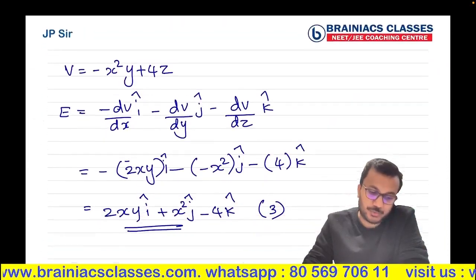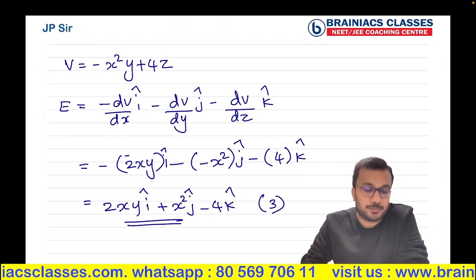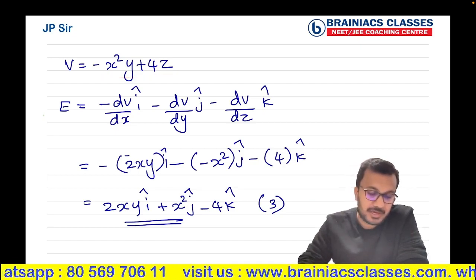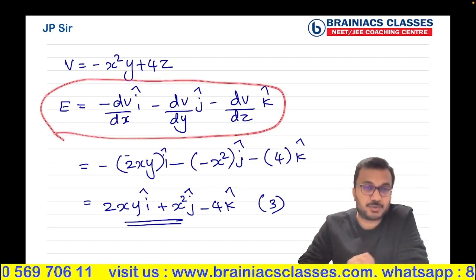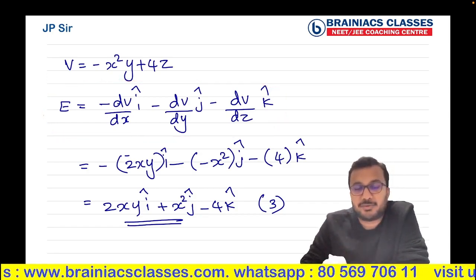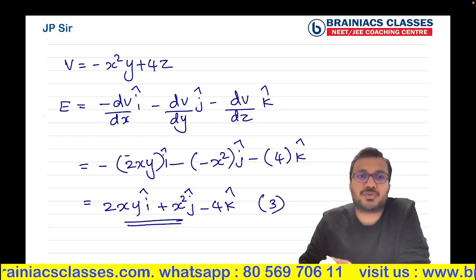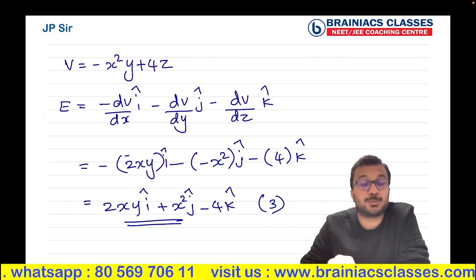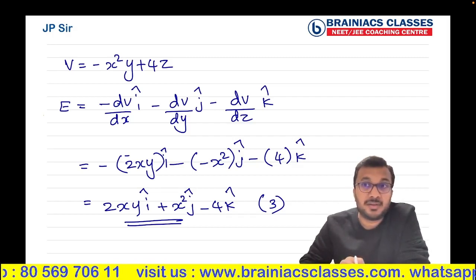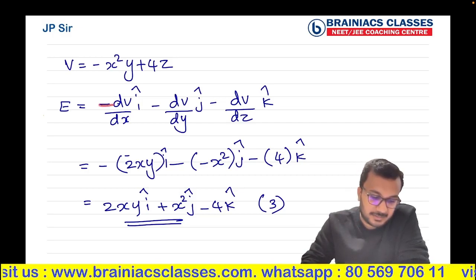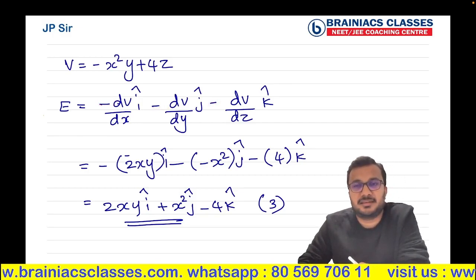So let's go to the solution simply. Potential equals minus x square y plus 4z, given in the question. We have our beautiful formula also available here. We'll substitute the value. Very important, I have to say, this is a very simple question, but at the same time a lot of students make mistakes in the calculation, especially with sign conventions. Why? Because everywhere there is a minus sign in the formula. Minus here, minus here, minus here.